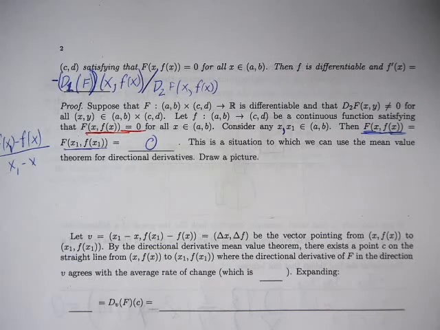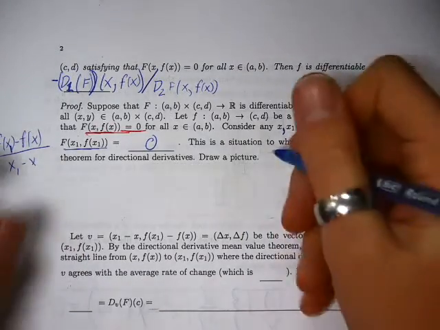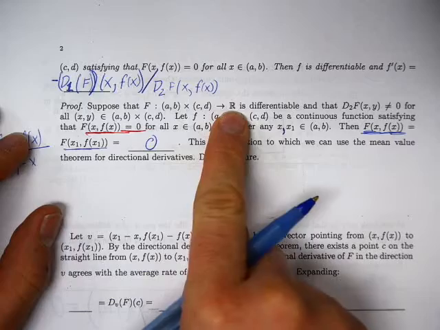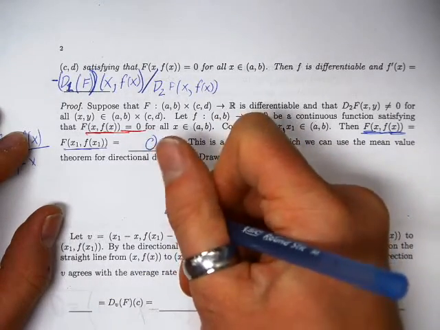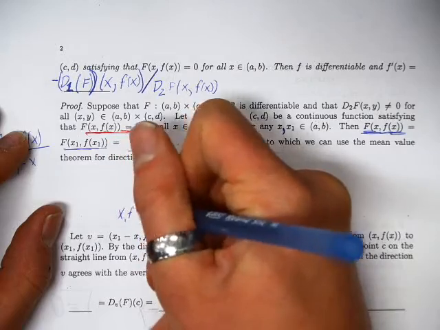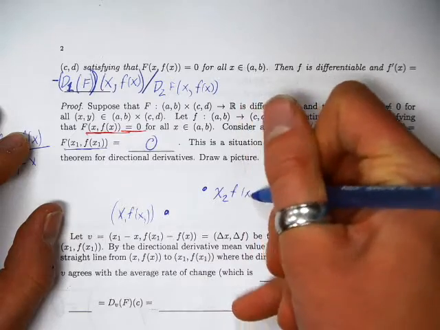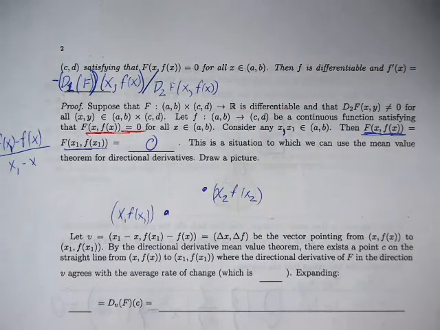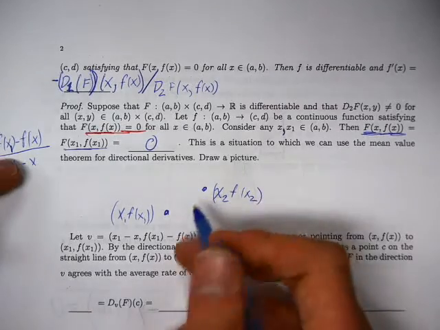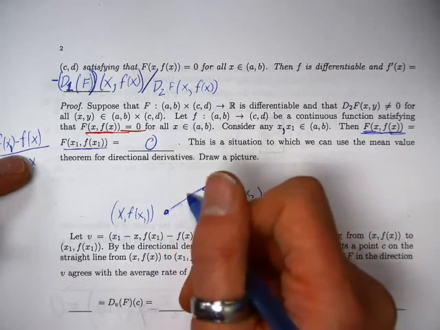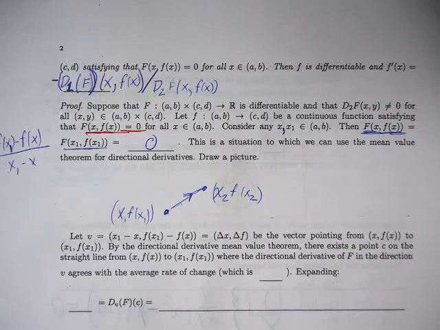So let's draw a picture of what we can conclude out of that. We have this function big F that's a map from 2-dimensional space to 1-dimensional space. We have these 2 points, x1 f of x1 and x2 f of x2 in the domain of big F. And I know that they both have the same value for big F. So that's a situation that we can apply the mean value theorem to, I claim.